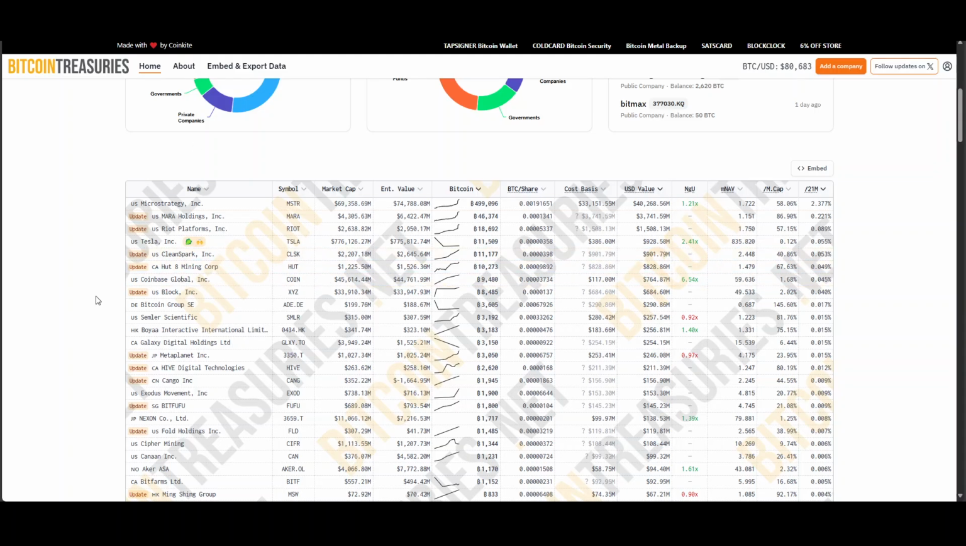I want to go over the Bitcoin Treasuries tracker. MicroStrategy obviously still in the lead. This is basically like the leaderboard for any company that has Bitcoin on their balance sheet. You can see that MicroStrategy is leading, almost 500,000 Bitcoin. That's 2.377% of the total 21 million supply that will ever exist. And the next best one is Mara Holdings at 46,000.